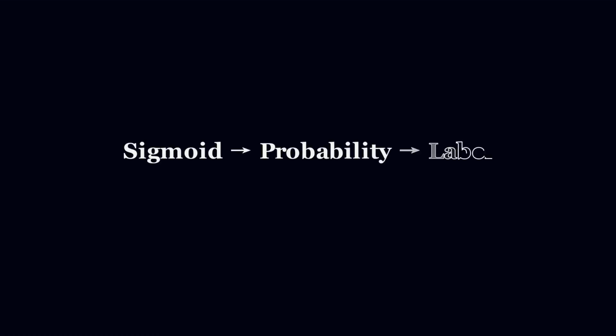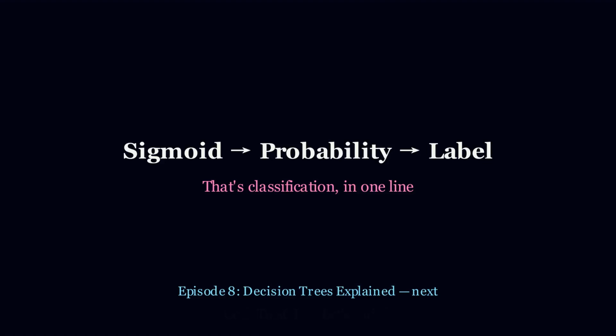You just built your first classifier. A sigmoid, a cost function, a boundary. Numbers in, probabilities out, labels after. Episode 8, Decision Trees Explained, drops next.